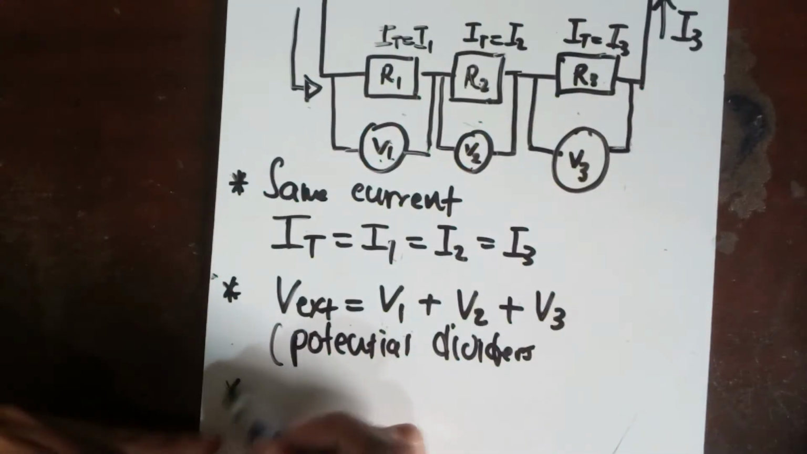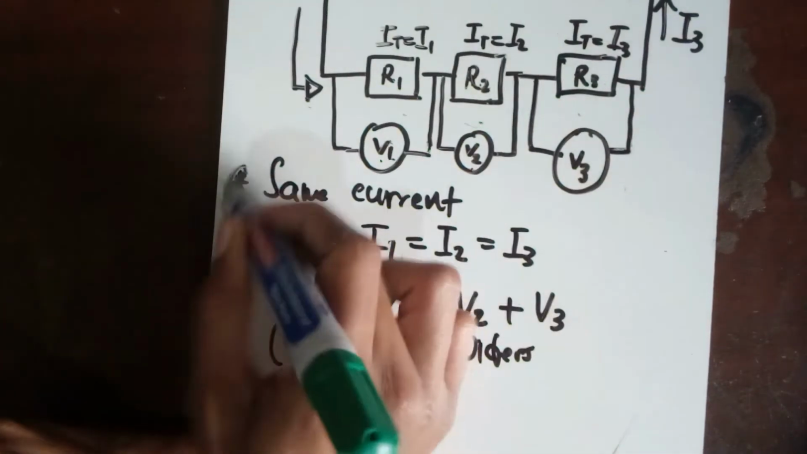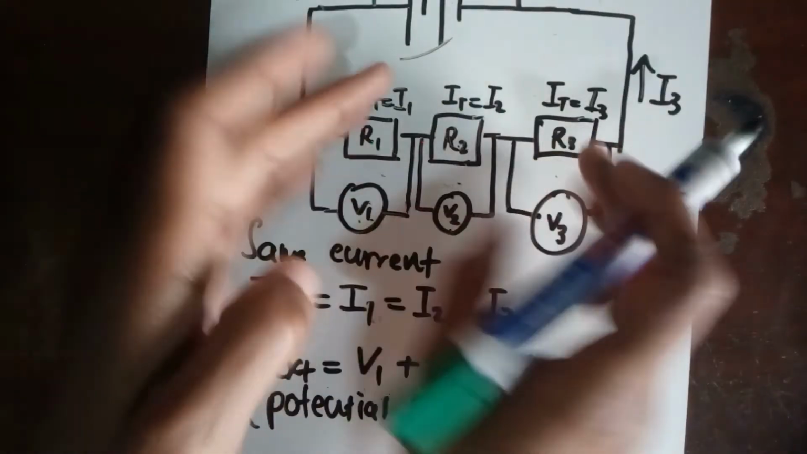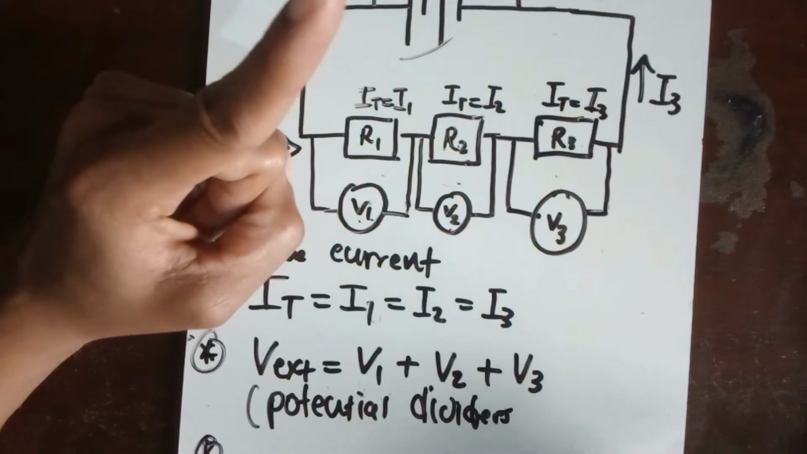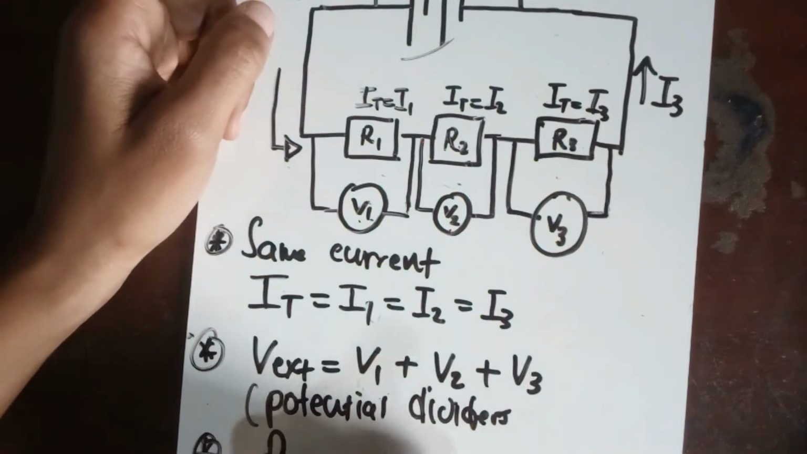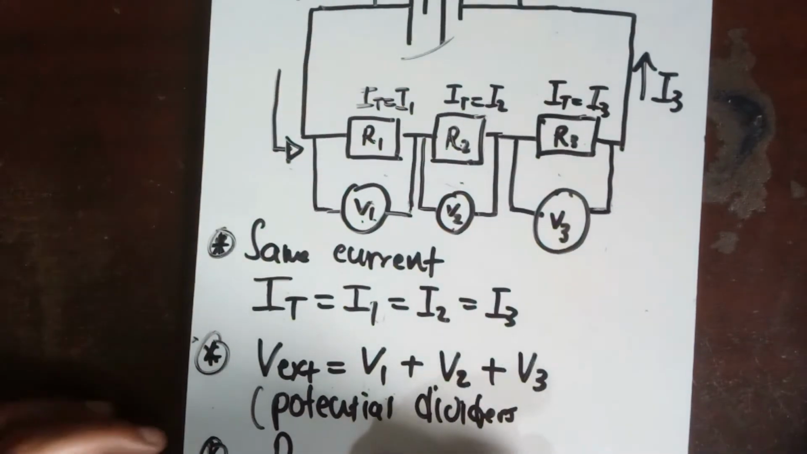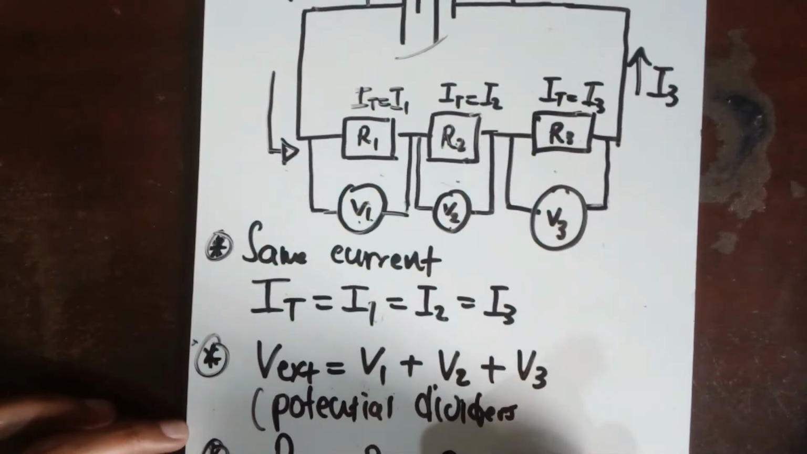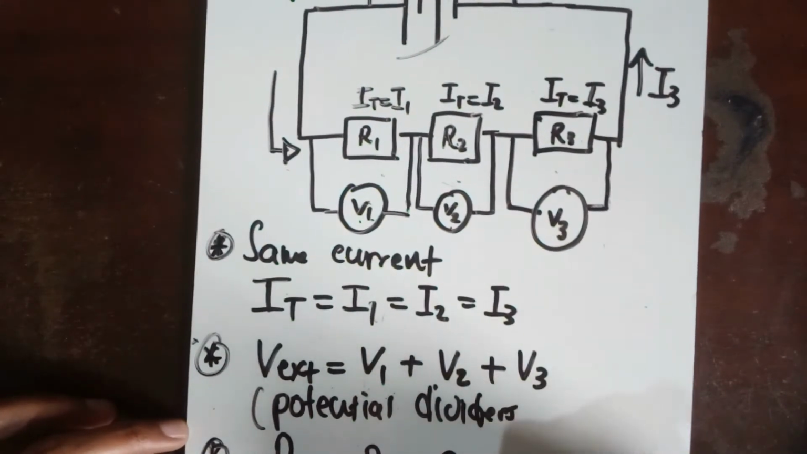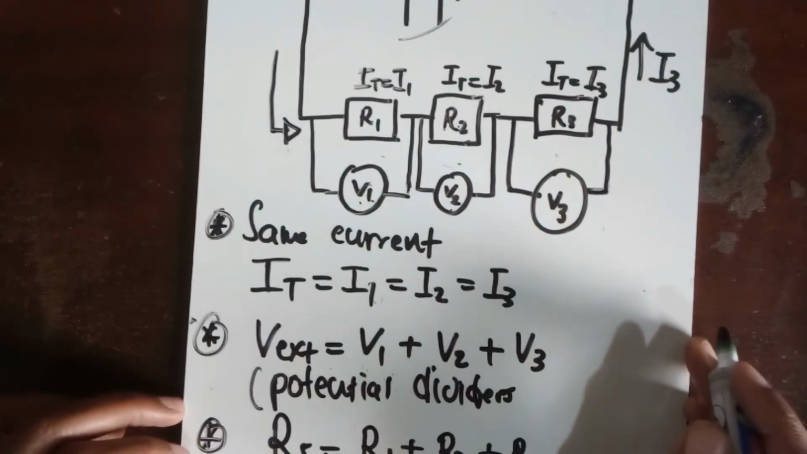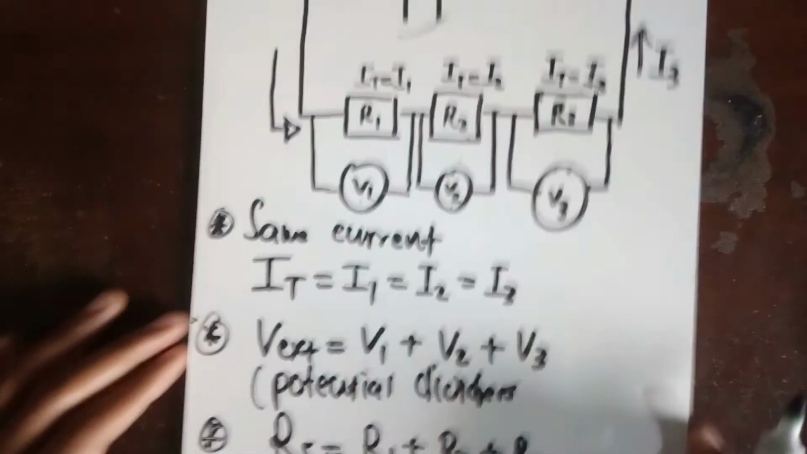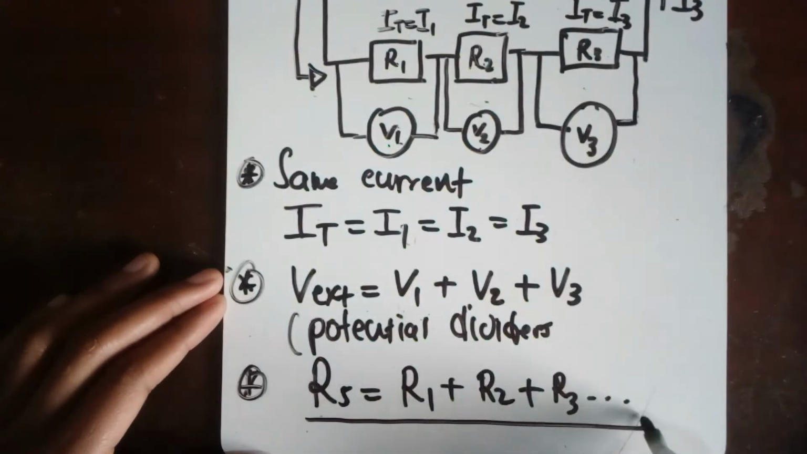The last important thing to know about resistors that are connected in series is that we can actually just reduce all of them to one resistor. So we can call that resistor Rs, and we say that Rs will have a value of R1 plus R2 plus R3. So you should be noticing something. When resistors are connected in series, the more we add, the total resistance will actually increase.